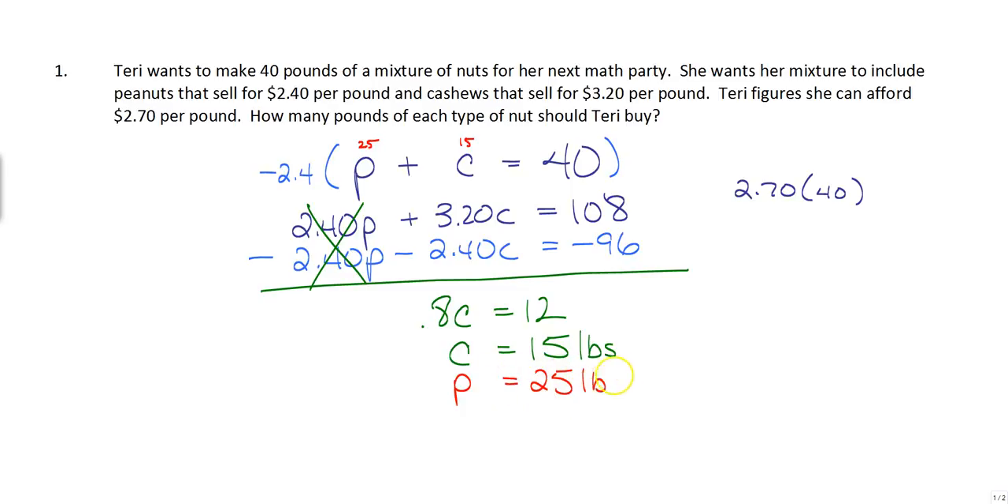Okay, now always make sure you label your answers. Always make sure you answer the question. So you have 15 pounds of cashews and 25 pounds of peanuts. And that takes care of that problem.